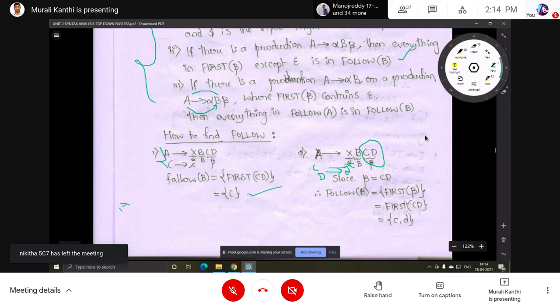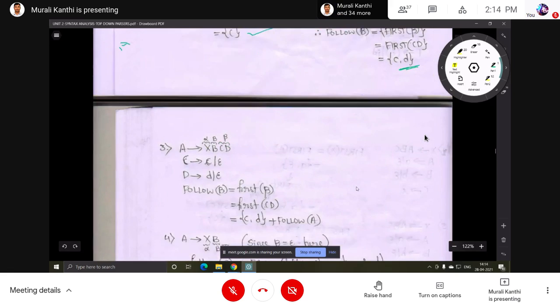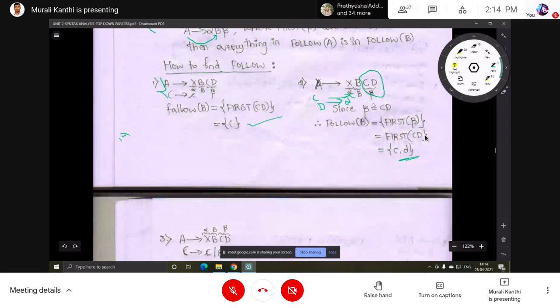So first half of C and first half of D both. So first half of CD, from C we will get C, from D we will get D. So this is the set for follow of E. Okay, this is another example. Next, one more example is there. Here epsilon is not there in this example. No epsilon in this example also.